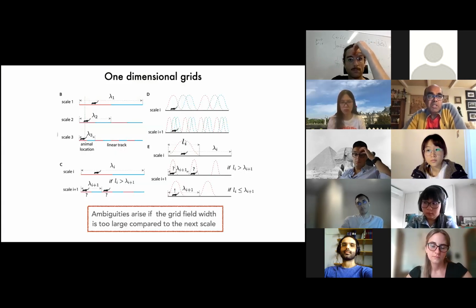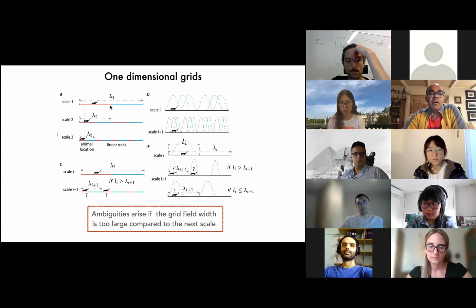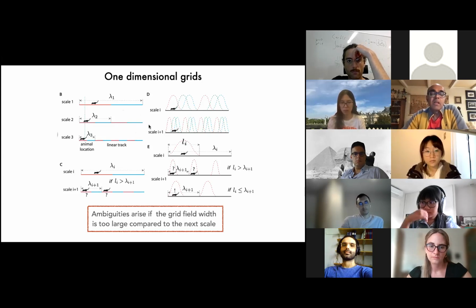Okay, so I want to immediately mention that there is a constraint that we haven't mentioned so far. So we're imagining a representation of space where you have the red neuron firing here and the blue neuron here. At the second scale, the red neuron fires here and here, and the blue neuron fires here and here, that kind of thing. So if you have this system and the red neuron fires on all three scales, you know that the animal must be here.